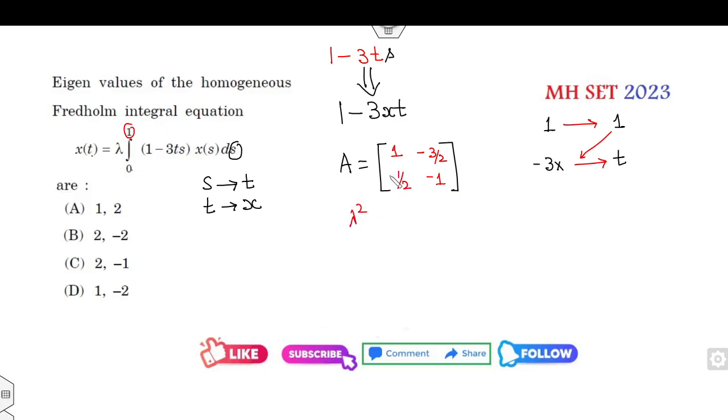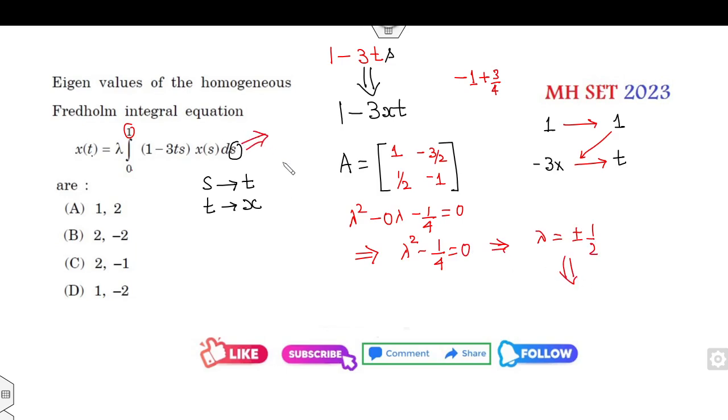So the characteristic equation is lambda squared minus 0 lambda minus 1 plus 3 over 4. That number is minus 1 over 4. So lambda squared minus 1 over 4 is 0, or you can say eigenvalues are plus minus half. But you can find the eigenvalues of the given equation as the reciprocal eigenvalues. So eigenvalues are plus minus 2. So plus minus 2 is the right answer.